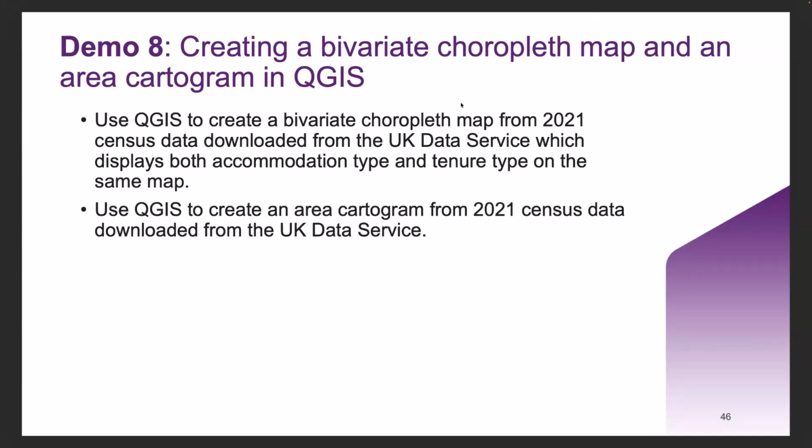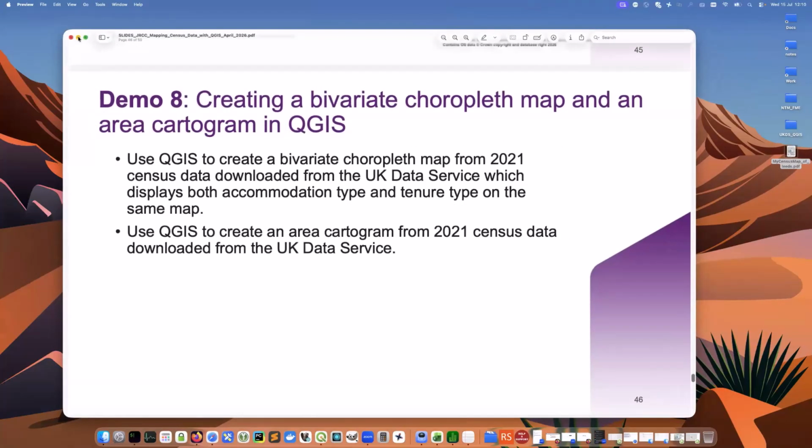Let me just go back to QGIS, and we'll certainly look at how to create the bivariate choropleth map in QGIS. But again, the cartogram will be a pre-made one, so apologies for that.